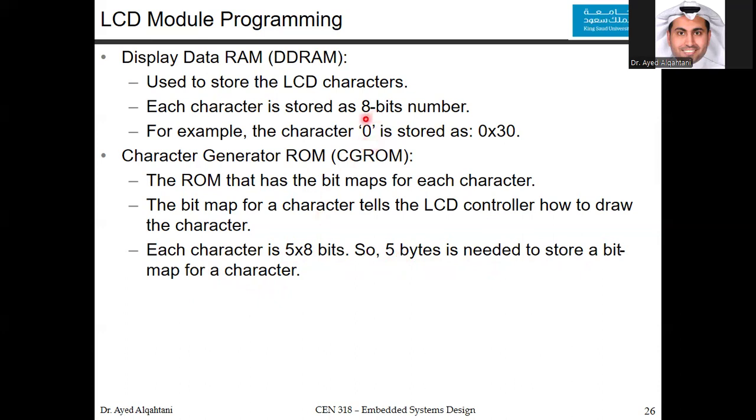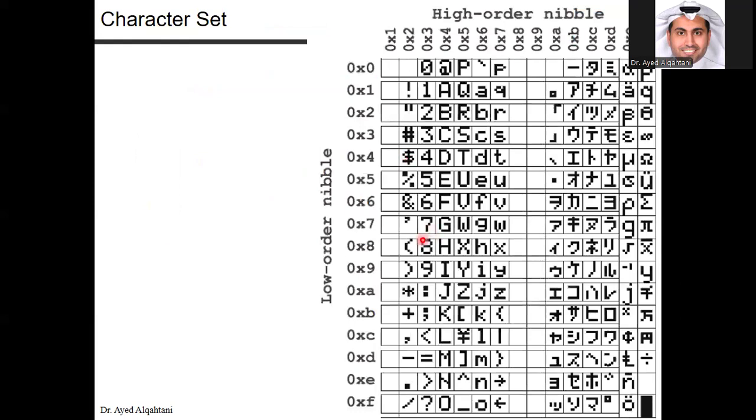Now, how do we get the 0? If we want to write down a 0 or a 1 or a character A, B, C, or any other character, how do we find its corresponding 8-bit number, and how do we find it in the CG ROM? You can see it from this character set. You have a low order nibble and a high order nibble. Here you have one hexadecimal digit, and here the other hexadecimal digit. So let's find our 0. Our 0 is right there.